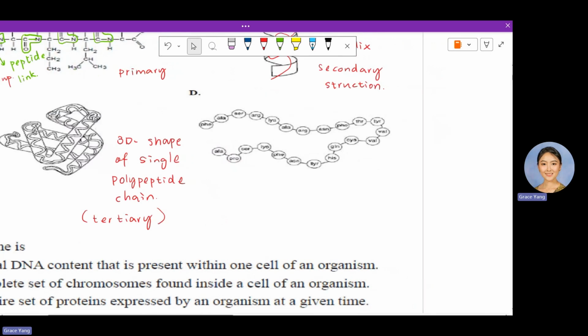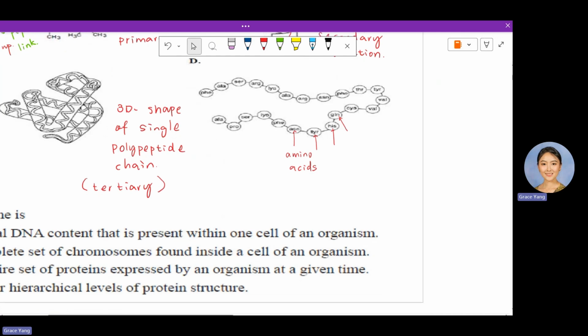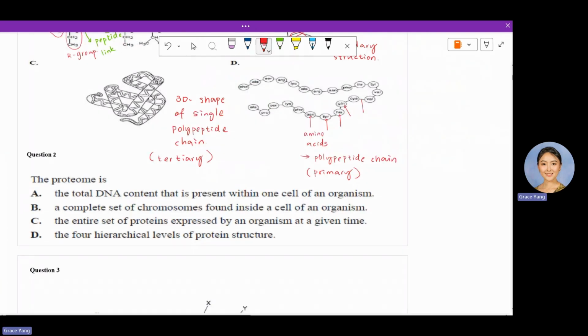What about D? Well, if you don't recognize these three-letter codes, these are the acronyms for different amino acids. You don't need to worry about those acronyms. It's not required by our curriculum, but just know it looks like a necklace or a bracelet or chain of amino acids, which translates to a polypeptide chain. So once again, this is another example of primary structure because it's a sequence of amino acids joined together by peptide bonds, which means every single line between two amino acid units here is a peptide link or bond.